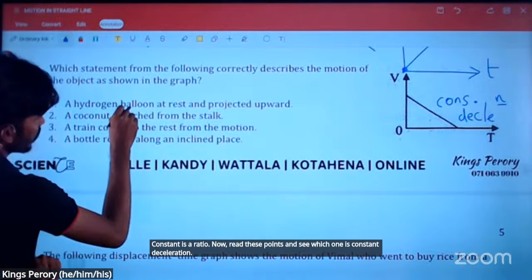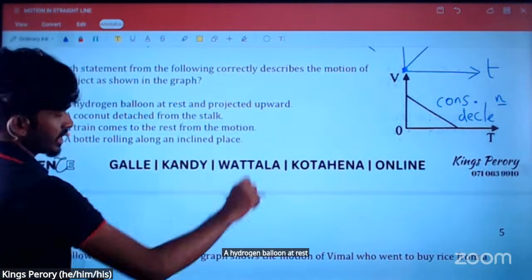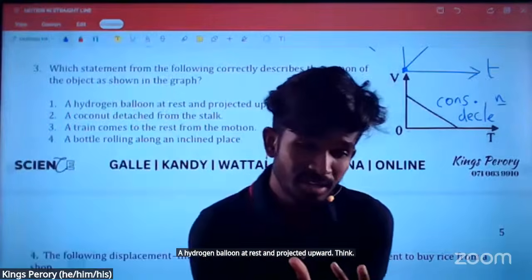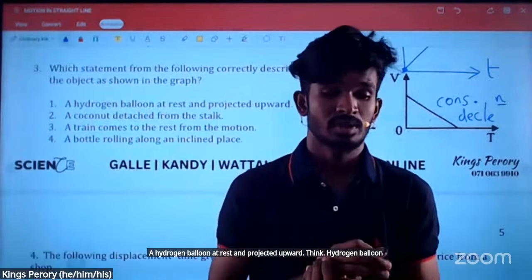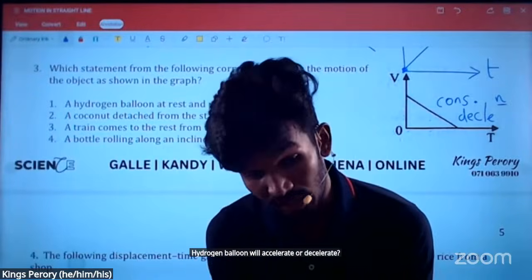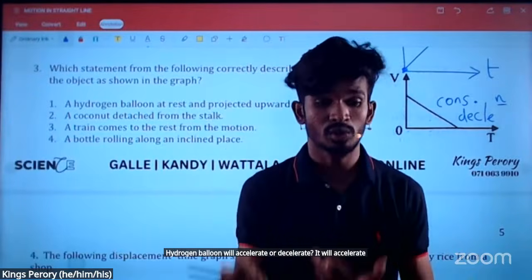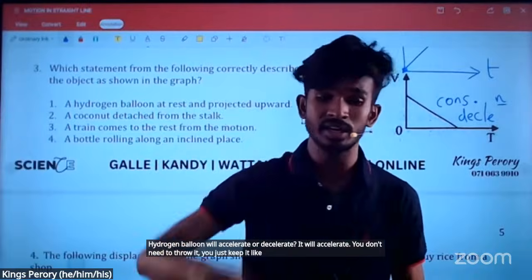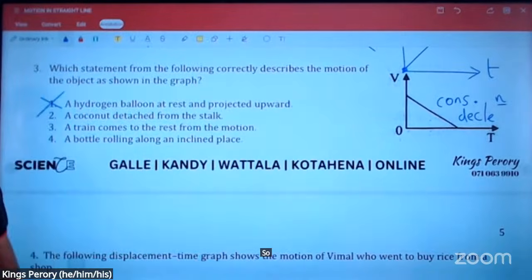A hydrogen balloon at rest and projected upward. Think, hydrogen balloon going up. Will it accelerate or decelerate? It will accelerate. You don't need to throw it. You just keep it like this. It will accelerate and go up. So this is wrong.